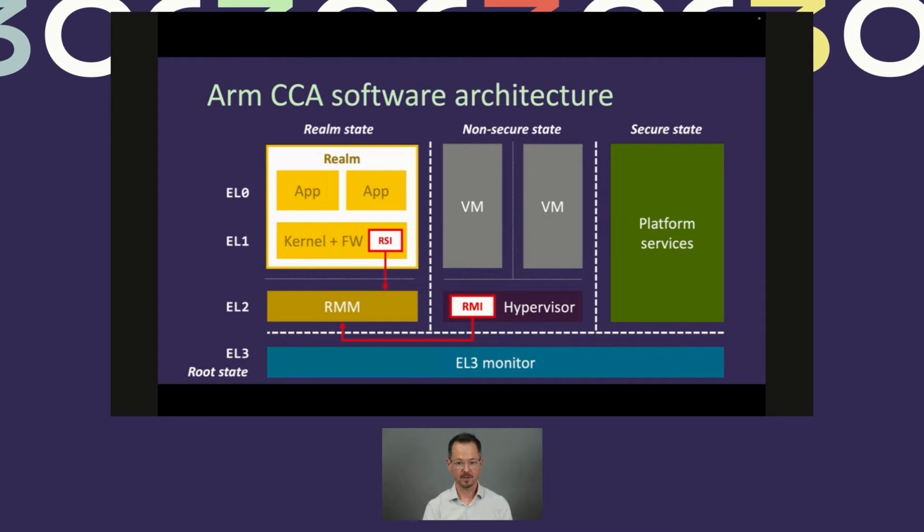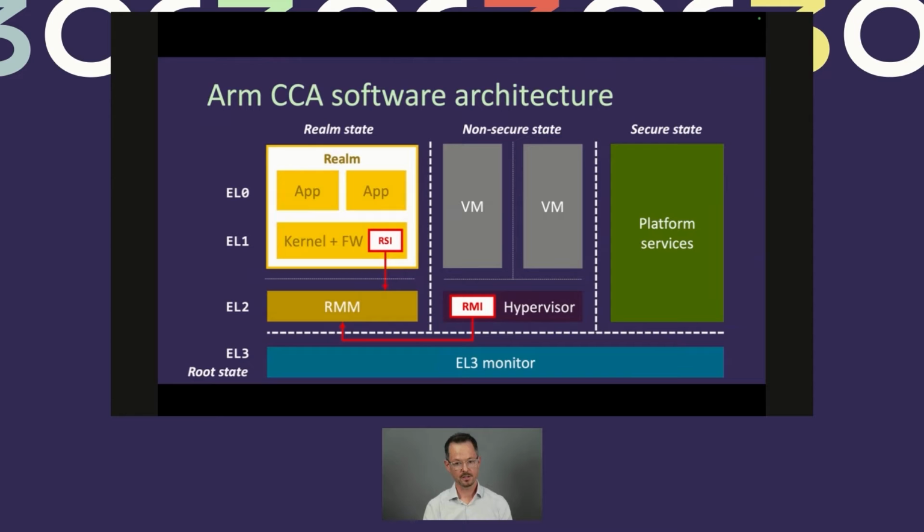And so with the advent of CCA, and in particular with the advent of the Realm Management Extension, the platform looks something like this. RME introduces a new security state alongside the non-secure and secure states called Realm. This new security state has its own associated physical address space. And just like the secure world, the Realm world is protected against access from the non-secure world.